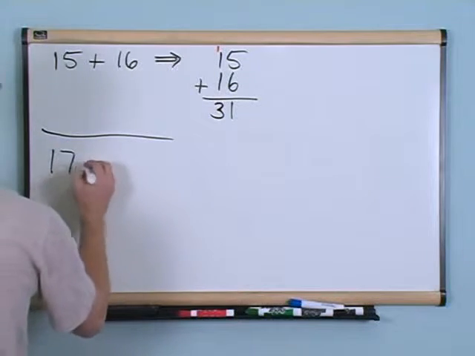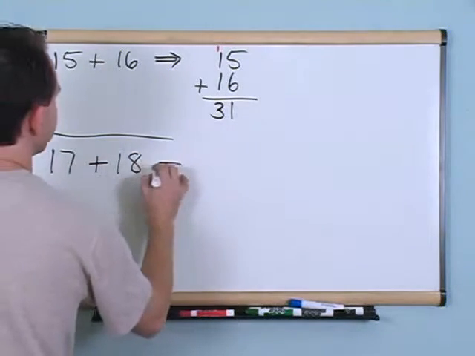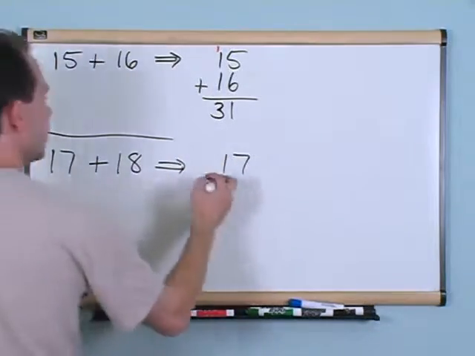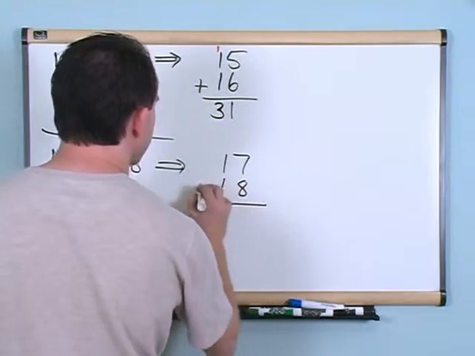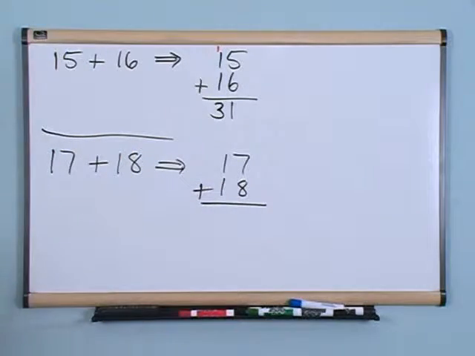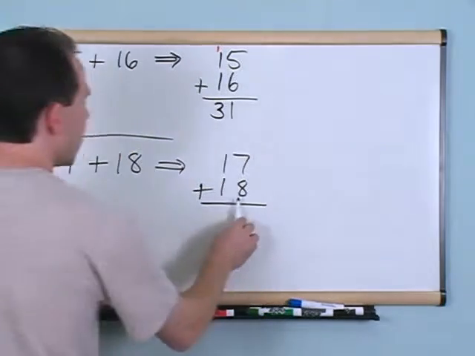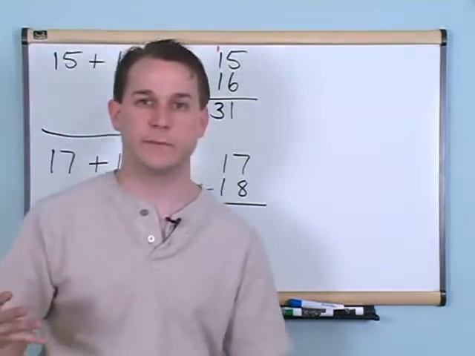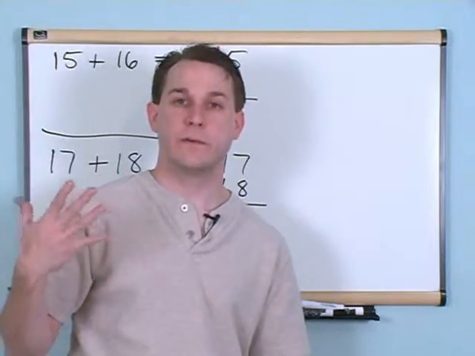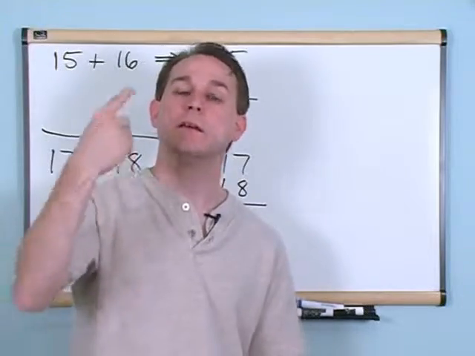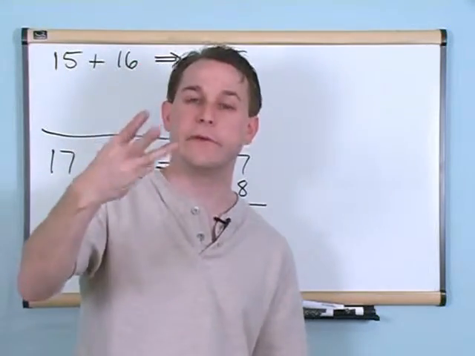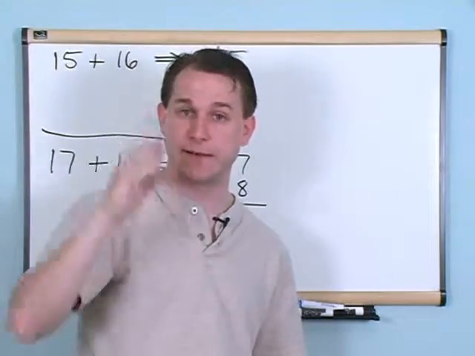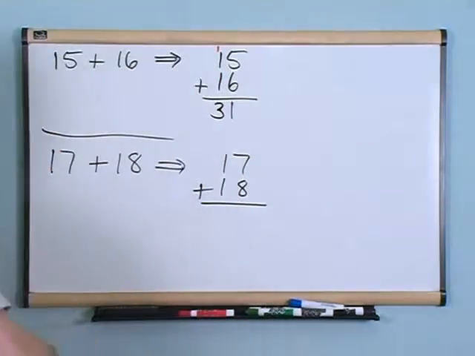Now what if you had 17 plus 18? Same thing. Write the number down on top, write the number down on the bottom, and add them together. What you want to do is start in the right-hand column here, 8 plus 7. What is 8 plus 7 going to be? Starting with 8: 9, 10, 11, 12, 13, 14, 15. I added 7 more. That gives me 15.